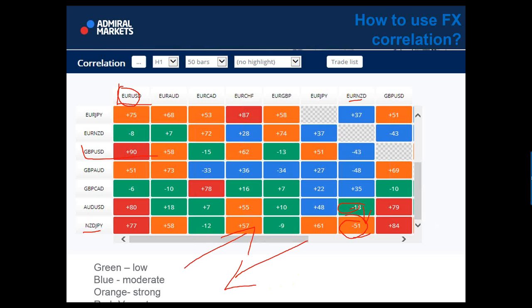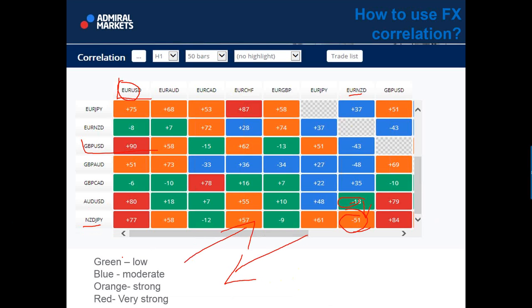Let me show you the red description. Now you can see all descriptions: green, blue, orange, red. Do you see this? It says red, very strong. You should see this. Yeah, so red is very strong correlation.